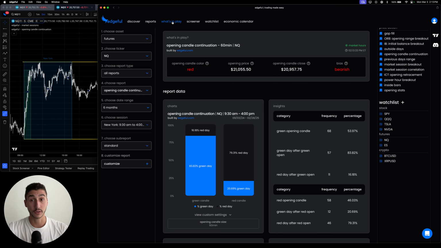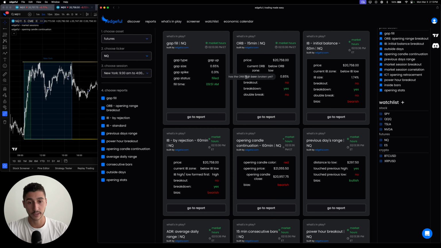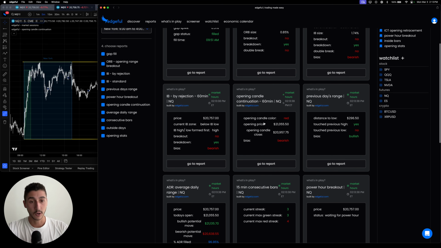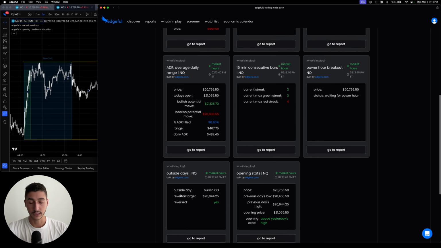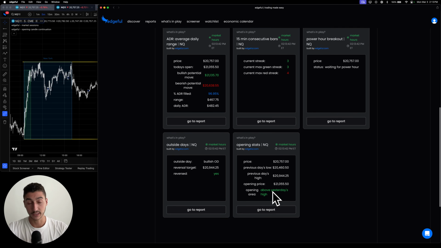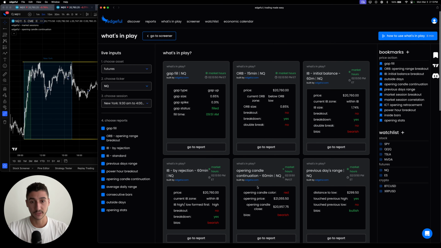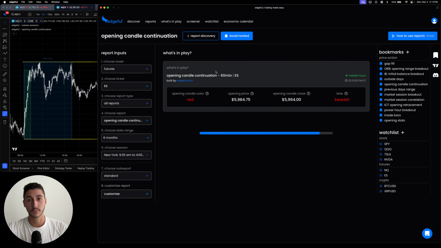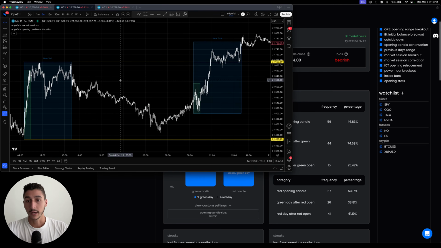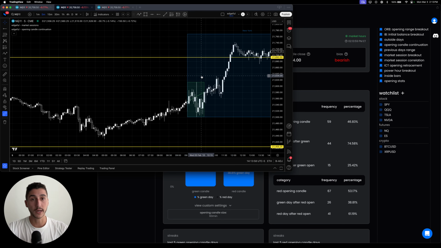And then you can also go to the what's in play section, which I'll show you very quickly right over here. And you can see opening candle continuation red. And then you can see the opening stats opened above yesterday's high. So in this case, the ultimate bullish setup in its true form didn't work out because price needs to open within yesterday's range. So in this case, it wouldn't have set up today. But let's go back to the opening candle continuation report. And you can see the first hour is green, therefore we want to have a very bullish bias.